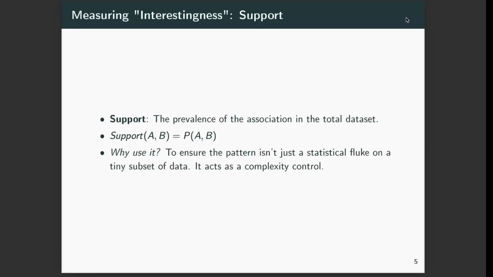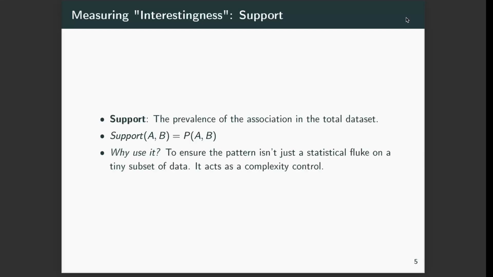Why do we care about support? Because support acts as a complexity control. Imagine you are looking for interesting associations, and you find that 2 very obscure items co-occur in exactly 1 transaction. That is a 1 in a million event. Is it interesting? Almost certainly not. It could be a data entry error. It could be a coincidence. It is statistically meaningless because the sample size supporting the association is too small.